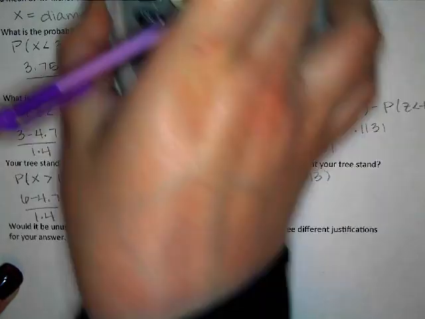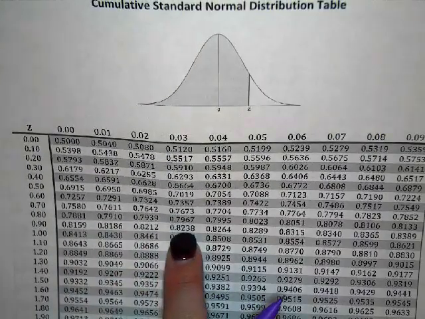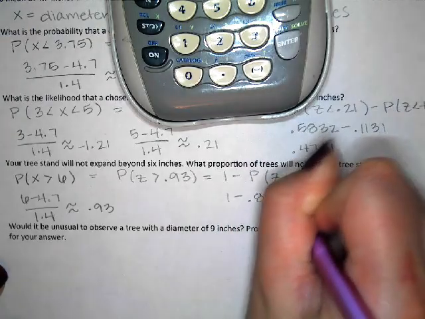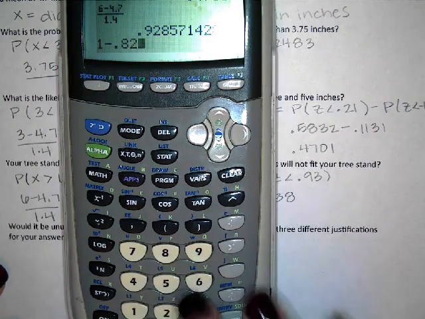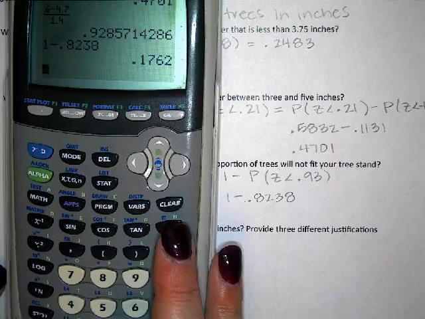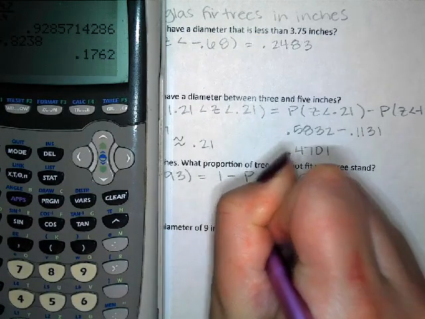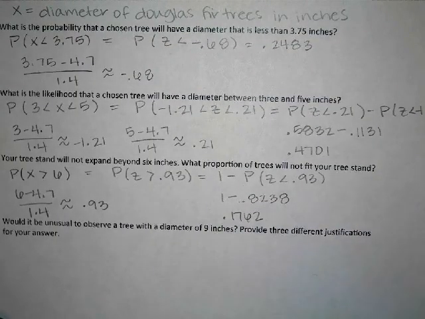And then there's 0.9. 0.93 is 0.8238. So 1 minus that is 0.1762. All right, so 0.1762 is the proportion of trees that would not fit in the tree stand, or we could say 17.62% of trees would not fit in the tree stand.